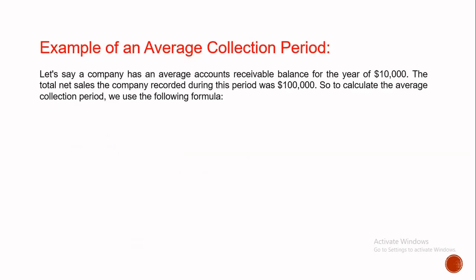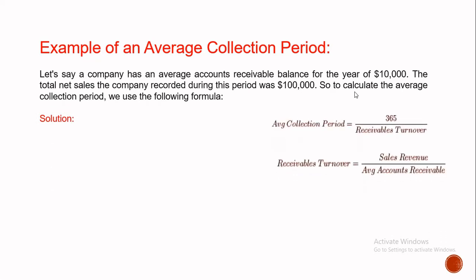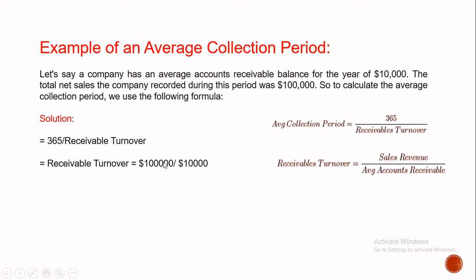Let's see a math. Let's say a company has an average accounts receivable balance for the year of 10,000. The total net sales the company recorded during this period was 1 lakh. Let's solve the math. You can see the formula on the right side. According to the formula, we have to find out the receivable turnover. The receivable turnover is equal to sales revenue divided by average accounts receivable. So you can see in the math that sales revenue is 1 lakh and average accounts receivable is 10,000.